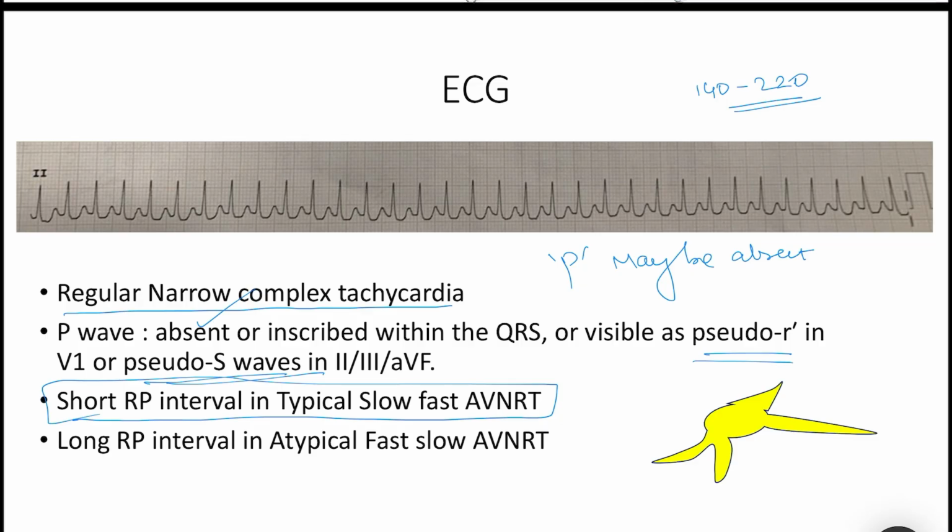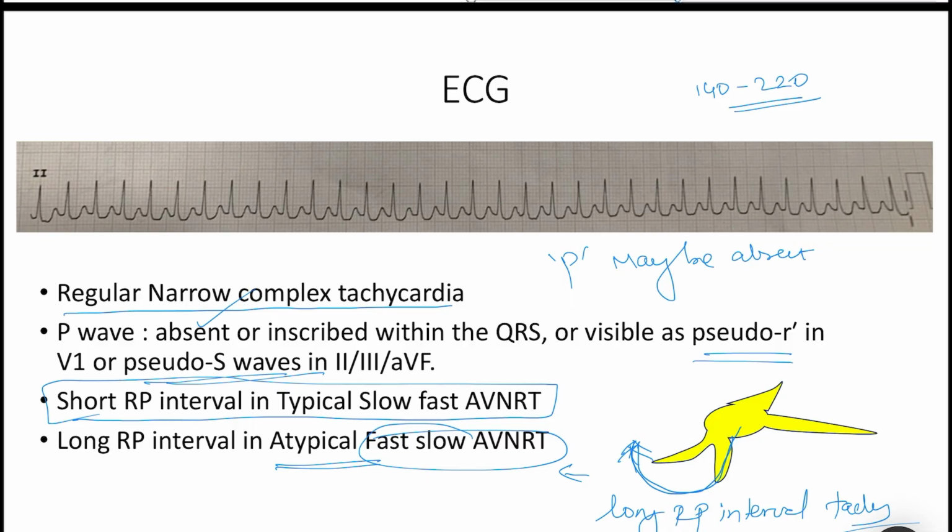In atypical variants called fast-slow AVNRT, the retrograde activation of the atrium occurs via the slow pathway, generating a long RP interval tachycardia. In such cases, the P waves are embedded in the ST segment or in the early T wave, forming the PT complexes.